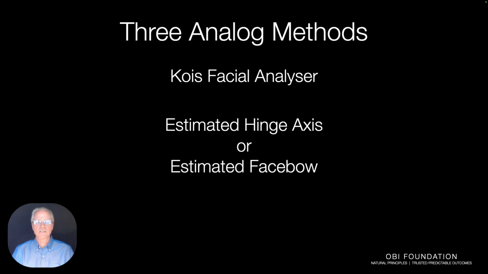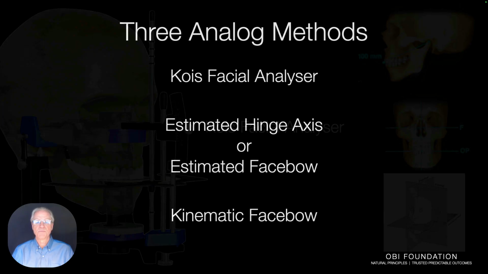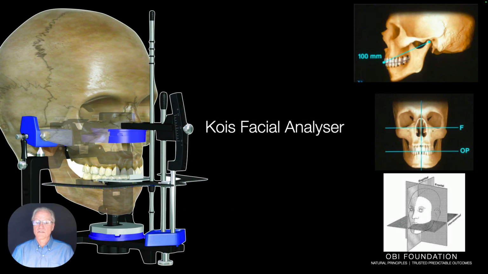So there are basically three analog methods. The first is the Coyce facial analyzer, and then we have the estimated hinge axis or estimated face bow, and last is a kinematic face bow, and they all have varying levels of accuracy. So let's start with the Coyce facial analyzer at first. It's based on Bonwell's triangle.